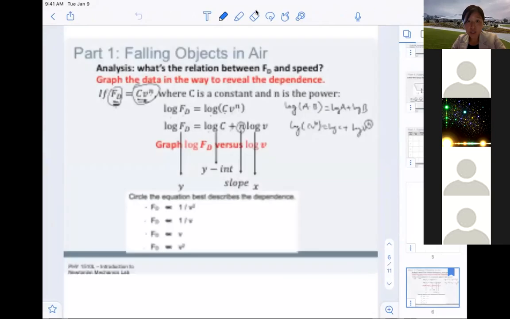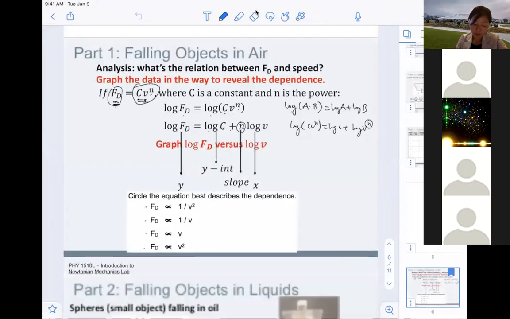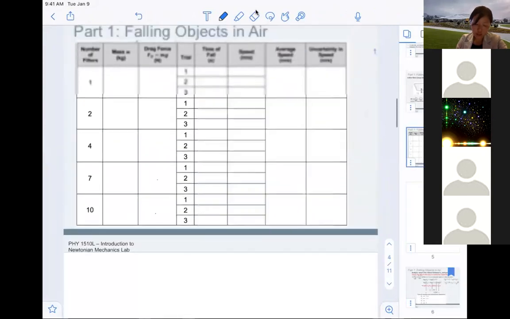All right, now we know what we need to measure. We need to measure different drag forces. We need to measure the velocities, and we're going to take the log of them and do the plot to find our y-intercept and our slope. So this is what we're trying to do. We'll take a look at our data sheet.